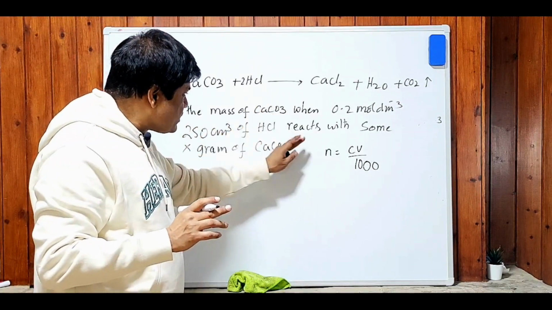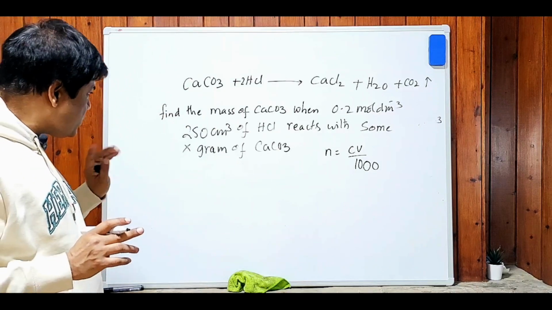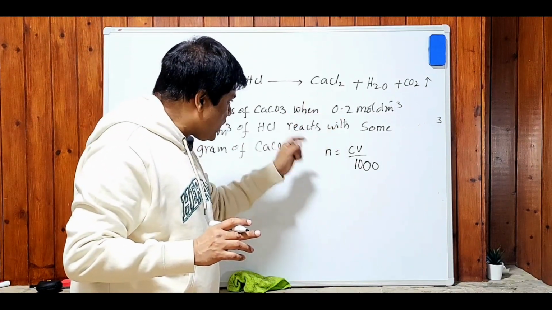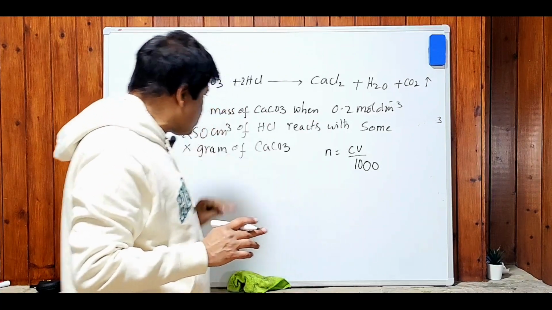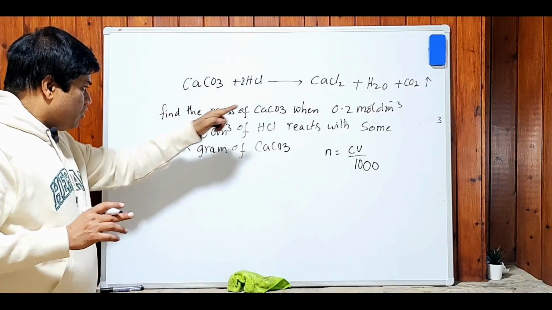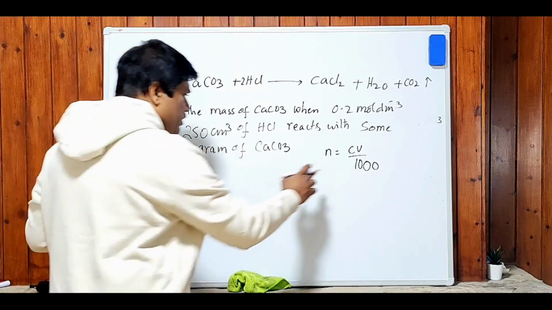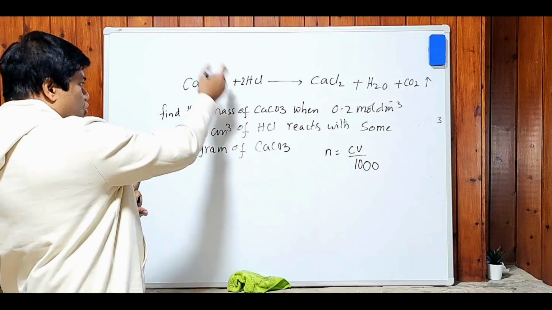So my sir told me that understanding a question is an art. Once you understand the question, it's easy to work out. So look at the question and try to write down the information given in the question. So we have the concentration of HCl and the volume of HCl. It's easy to work out the mole of HCl.